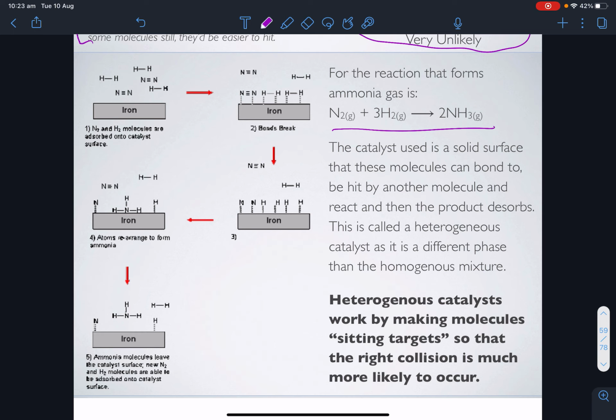As soon as you trap something on a two-dimensional surface, it becomes a sitting target, okay? And then the rate of successful collisions can increase because you're holding some of them still. They can't move around in three-dimensional space. You've captured them, okay? So the catalyst for these gaseous reactions works on a solid surface, and it makes them sitting targets. I like that. So that you get more successful collisions in a shorter amount of time.